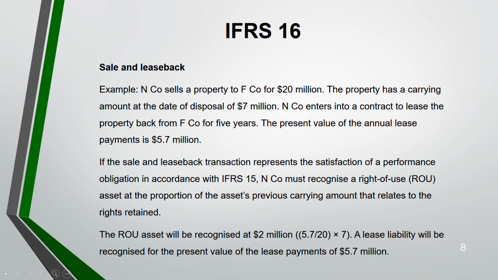Okay, so this is how you get it. The asset's previous carrying amount, so what is it? The present value of the lease payment is 5.7. They are selling the property for 20. So 5.7 over 20 into 7. This 7 is the property's carrying amount. So the right of use asset will be recognized at 2 million. This proportion you have to know. A lease liability will be recognized for the present value of the lease payments, that is 5.7, already given to you. But the right of use asset you will recognize at 2 million.